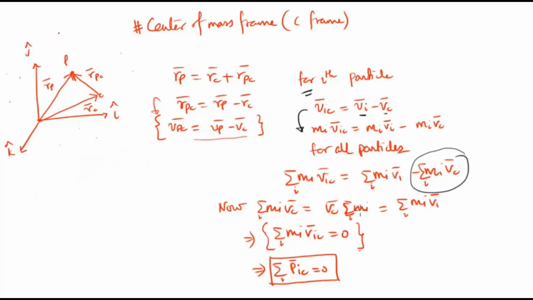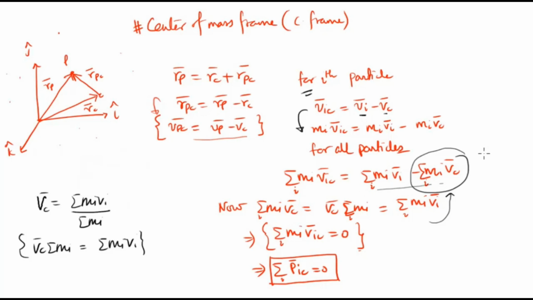Now if you remember the formula for the velocity of the center of mass, just for the refresher, it is summation of mi VI divided by summation of mi. So this summation of mi times VC is equal to summation of mi VI. So this term is exactly equal to summation of mi VI, and you can put it back in this equation, and this whole term goes to 0. So this summation of mi VIC is 0.